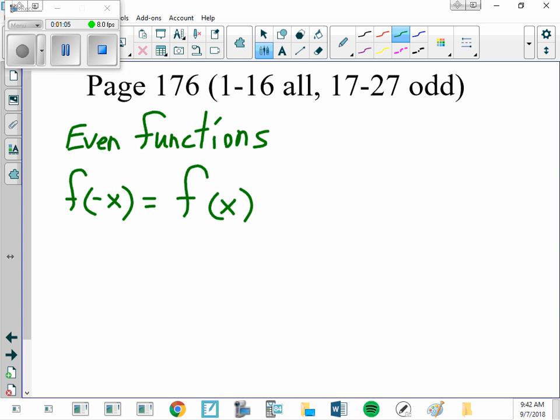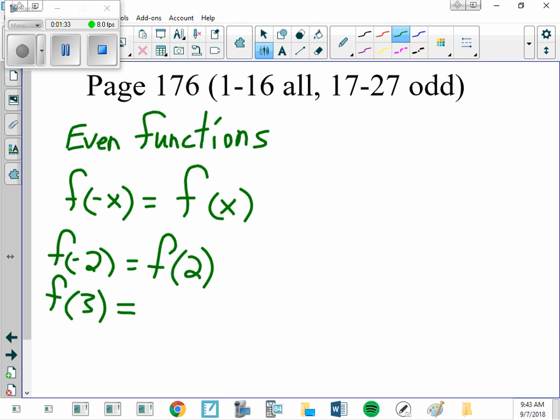What does that mean? F of negative x is equal to f of x. Okay, good. That is a perfect way to describe it. So f of negative 2 gives me the exact same number as f of 2. Okay? And f of 3 gives me the exact same answer as f of negative 3.